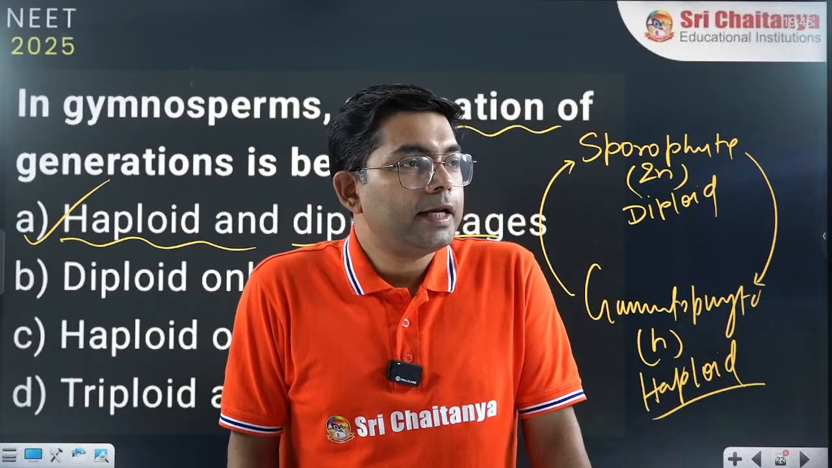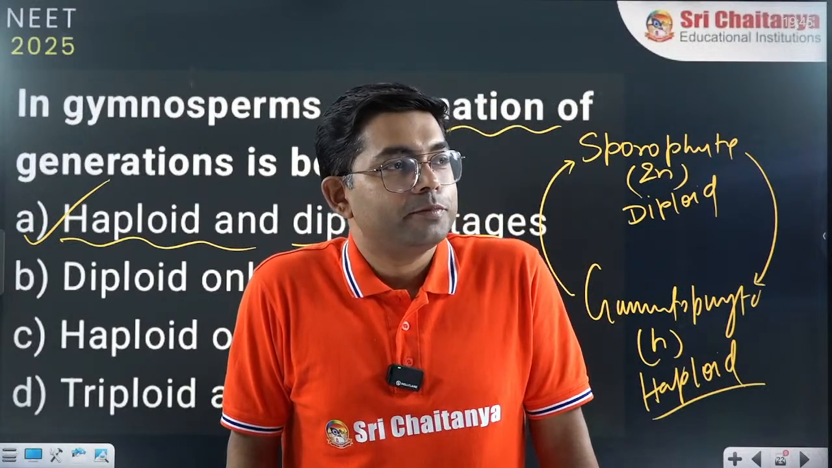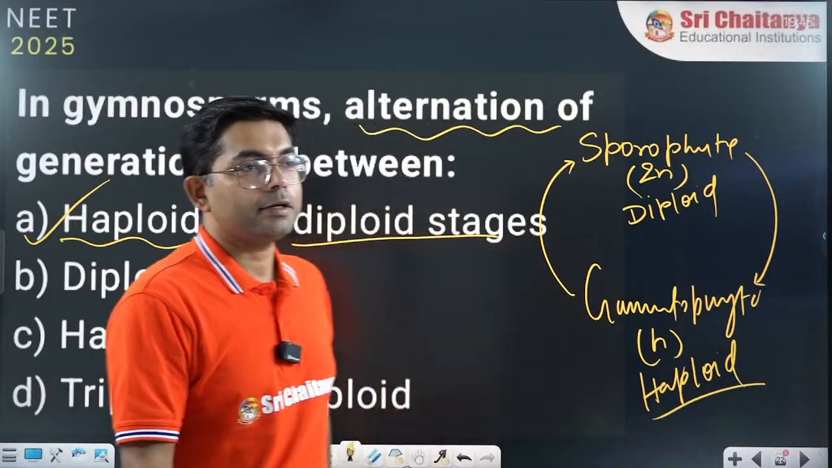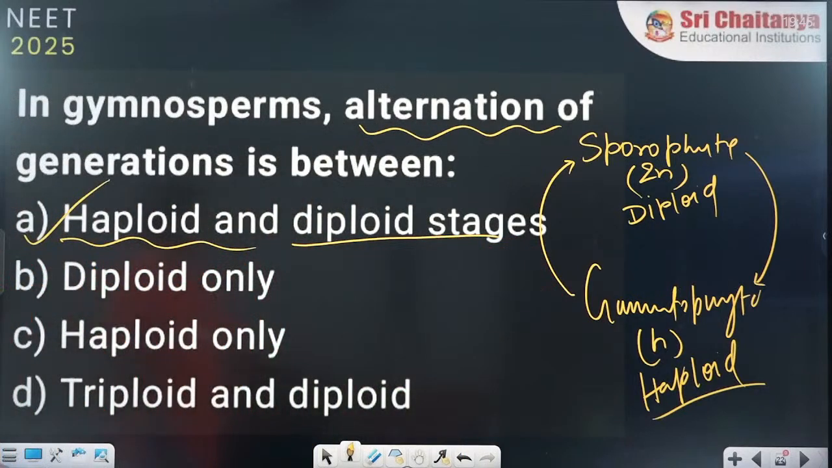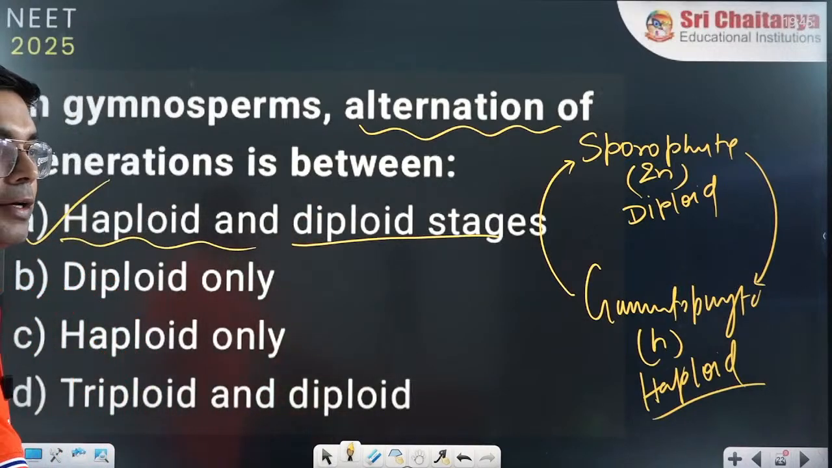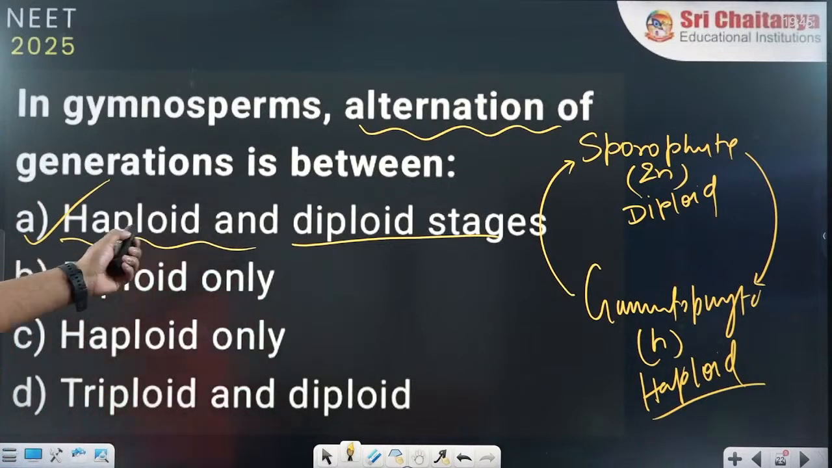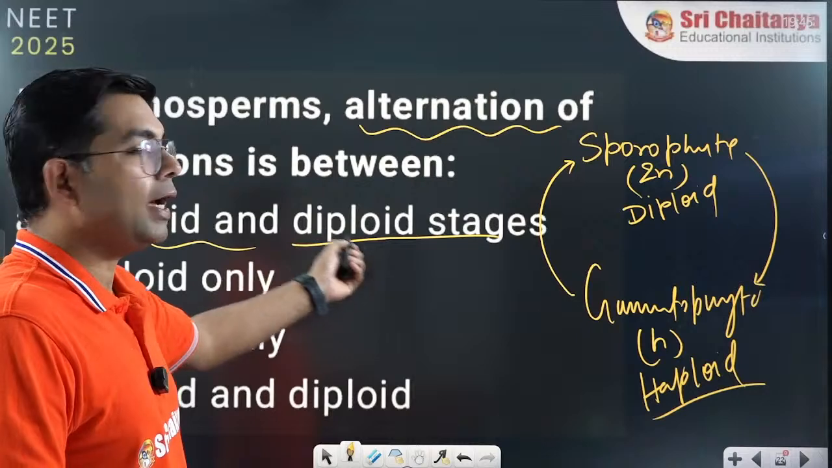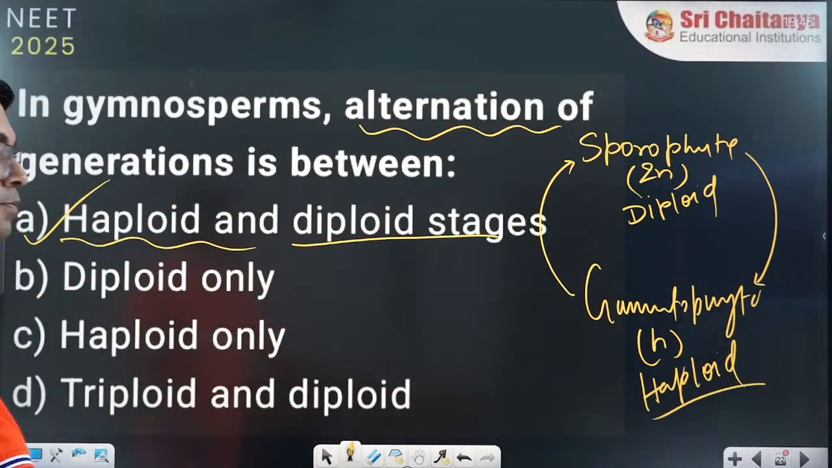Yes, so Designer has answered A several times. Very good, good energy Designer. Rest are answering only once. Designer is answering 10 times. Okay, fine. So in gymnosperm, alternation of generation is between haploid and diploid stage.